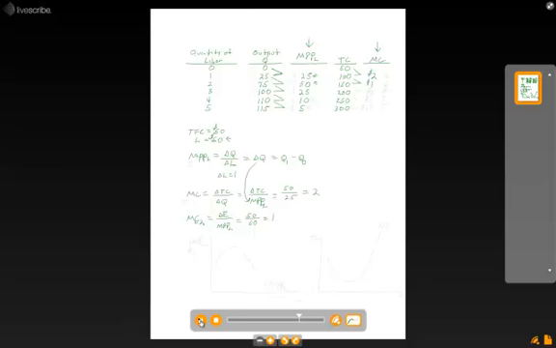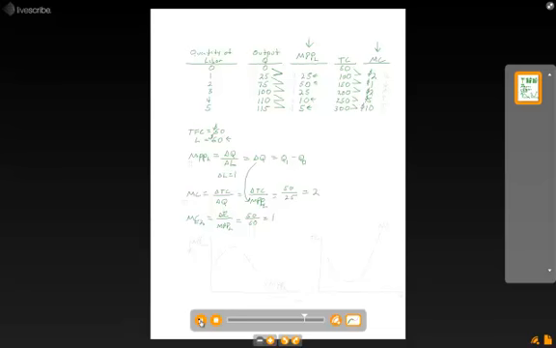And then so it goes. You would have 200 minus 150, which is going to give us 50, and then 50 divided by 25 is going to give us $2. 250 minus 200 will give us $50, and 50 divided by 10 is going to give us $5. And then 300 minus 250 will give us 50, and 50 divided by 5 is going to give us a marginal cost of $10.